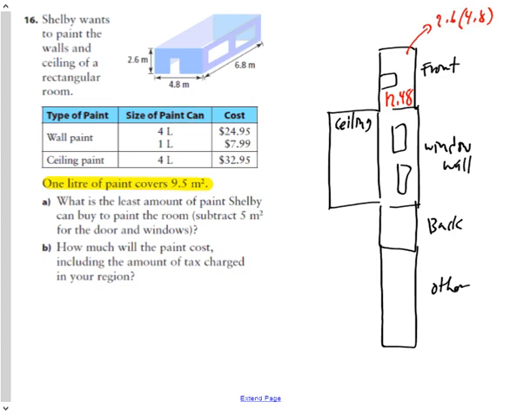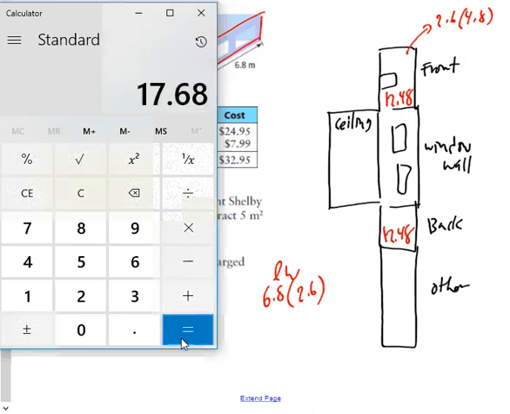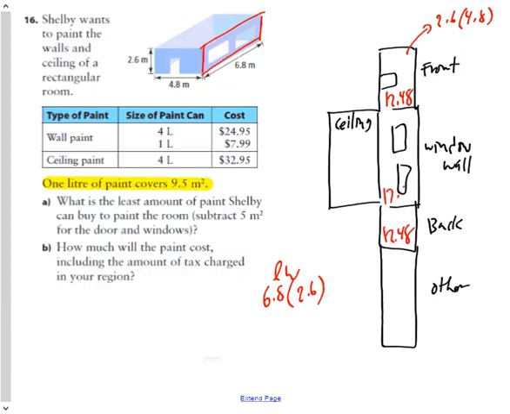Okay. Now we're not going to worry about the door because it tells us at the end to just subtract 5 from your total. So if the front is 12.48, the back wall will also be 12.48. Our window wall is 6.8 multiplied by 2.6, which is 17.68, and this other wall will also be 17.68. Even though the windows are there, we're going to subtract at the end.